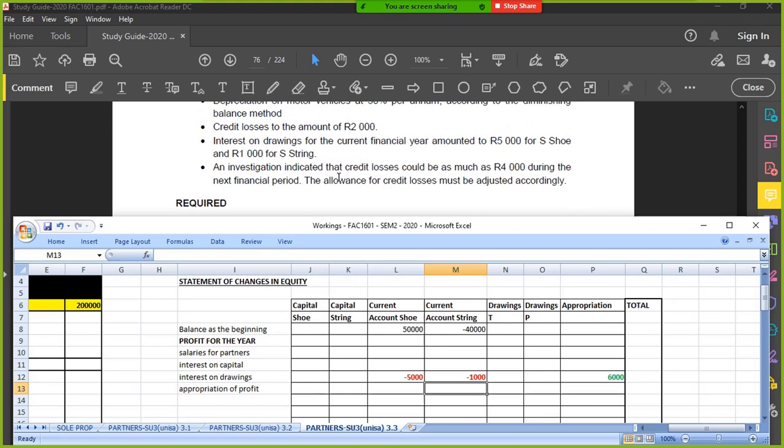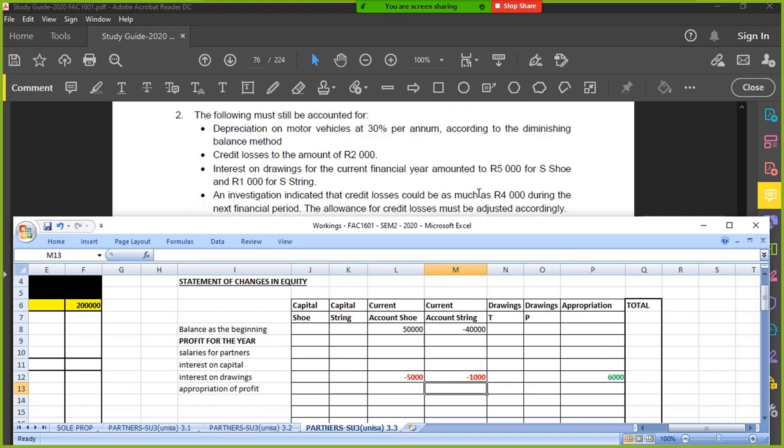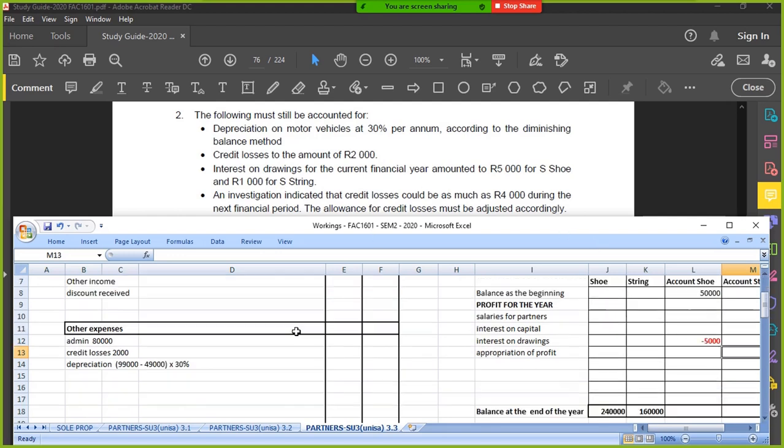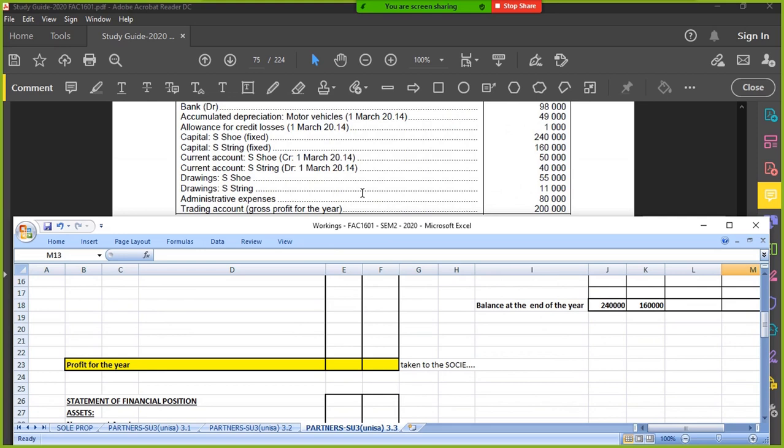An investigation indicated that credit losses could be as much as 4,000 during the next financial period. Okay, so we have to... What was our allowance for credit loss? I don't think there was one. Was there one? There was 1,000. Let's double check. Oh yeah, there was, 3,000. You're right. Correct. Yes, agree.